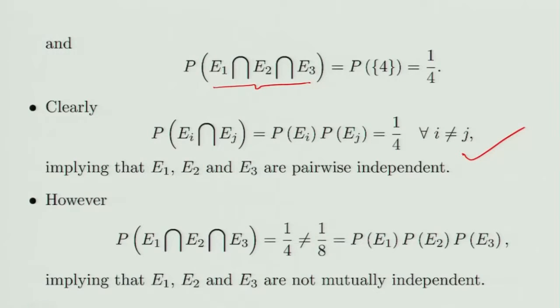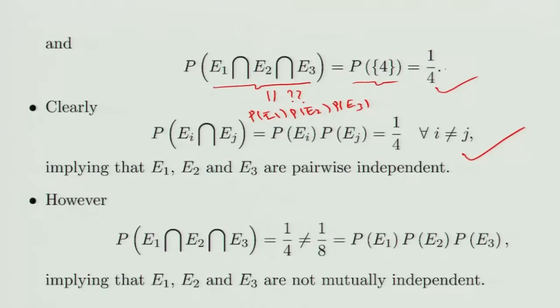So probability of E1 intersection E2 intersection E3. But all of them have only one element common, which is 4. So this is the same as probability of 4, which is 1 by 4. If these events were mutually independent, this probability should be equal to probability of E1, into probability of E2, into probability of E3. So that is a big question mark.